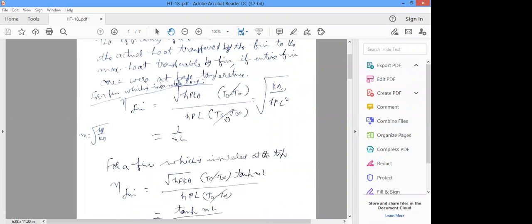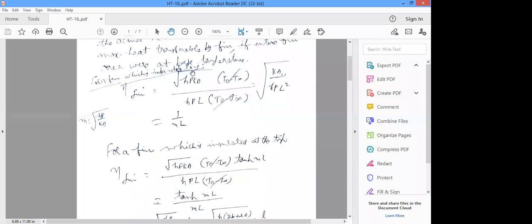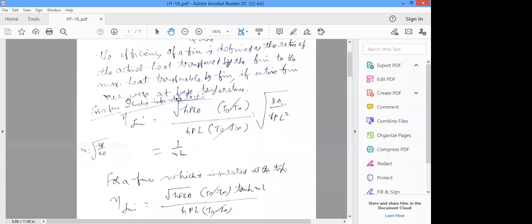All of you listen very carefully. You will be getting these definitions, what is fin efficiency, what is fin effectiveness, in your final exam for 7 marks or for 2 marks. So the efficiency of the fin can be calculated by using the formula: heat transfer rate through the fin divided by maximum heat transfer if the entire fin surface area is at a base temperature.